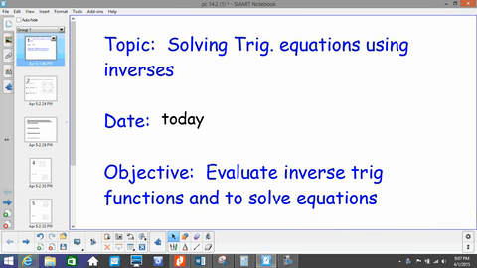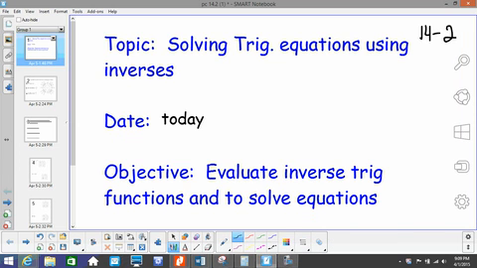Hey, all right. Today we are going to be solving trig equations using inverses. This is actually 14-2. Today's date, as always, is today, and our objective is to evaluate inverse trig functions and to solve equations.